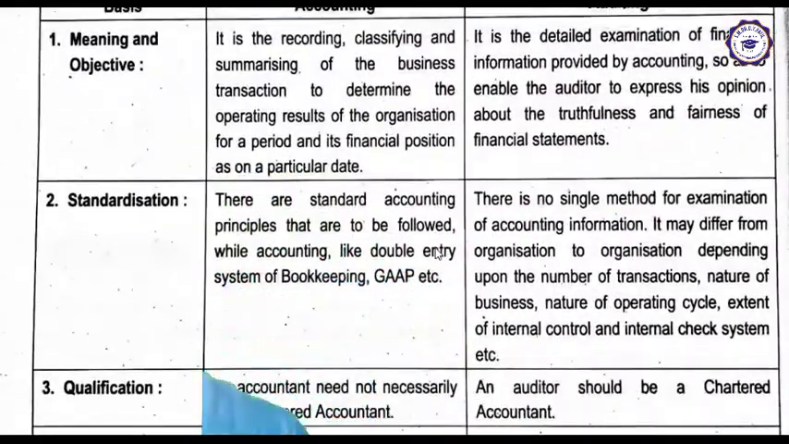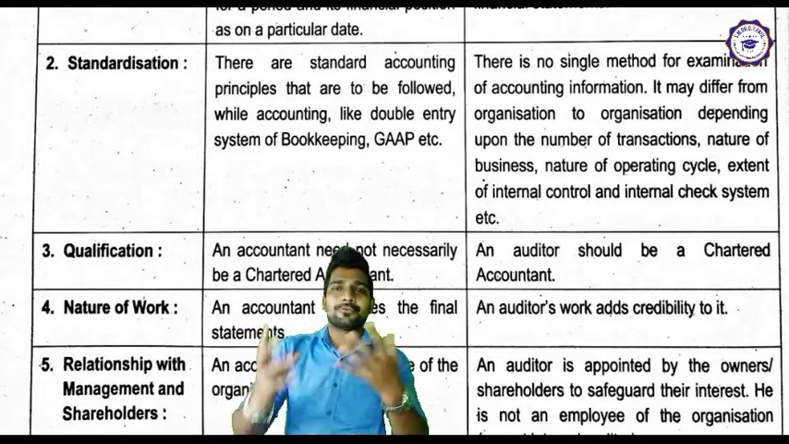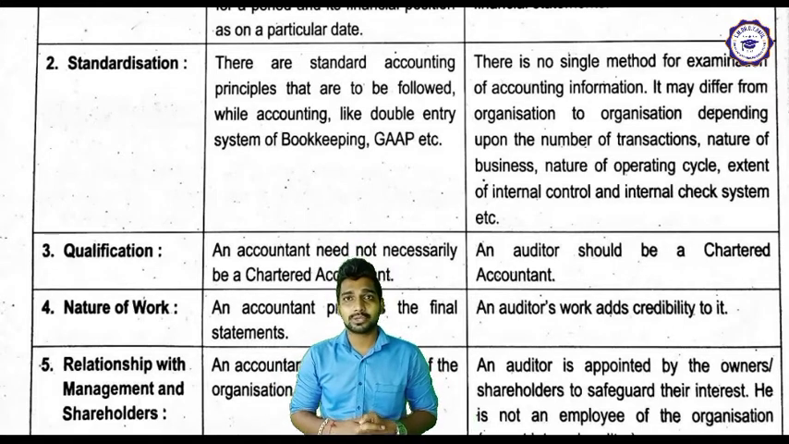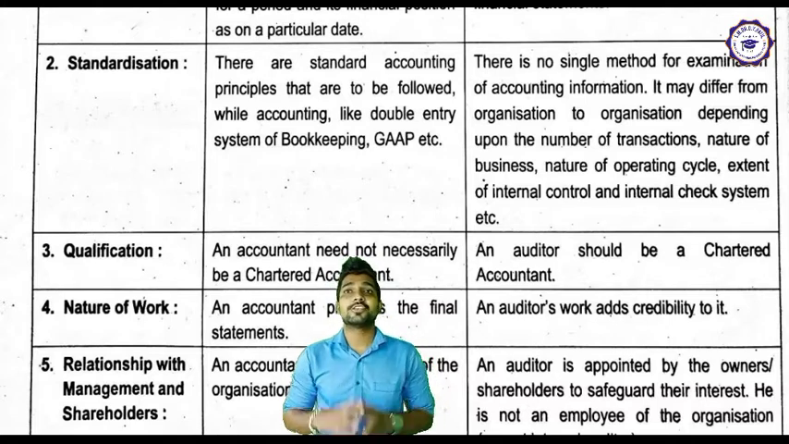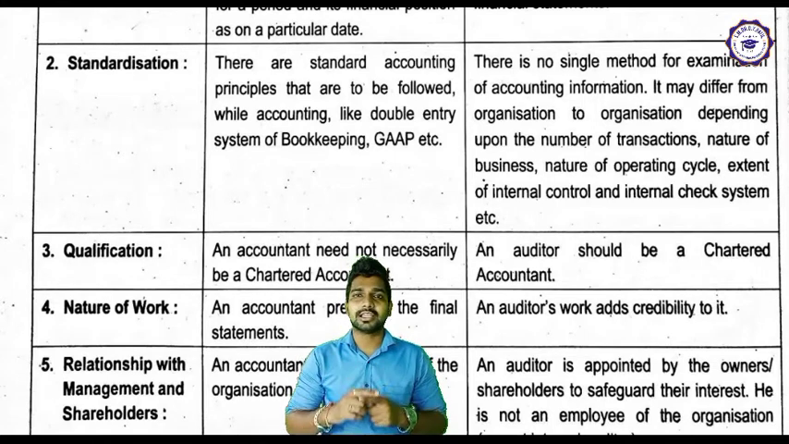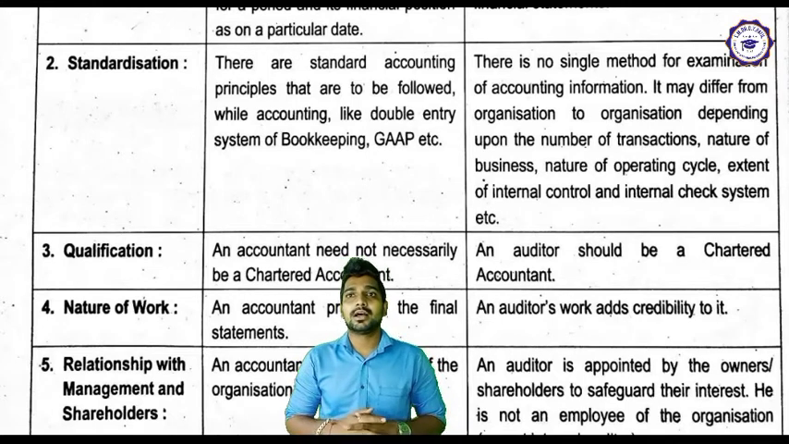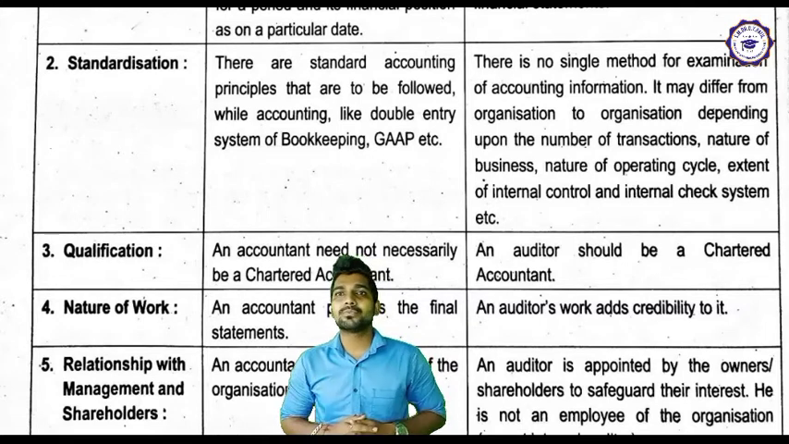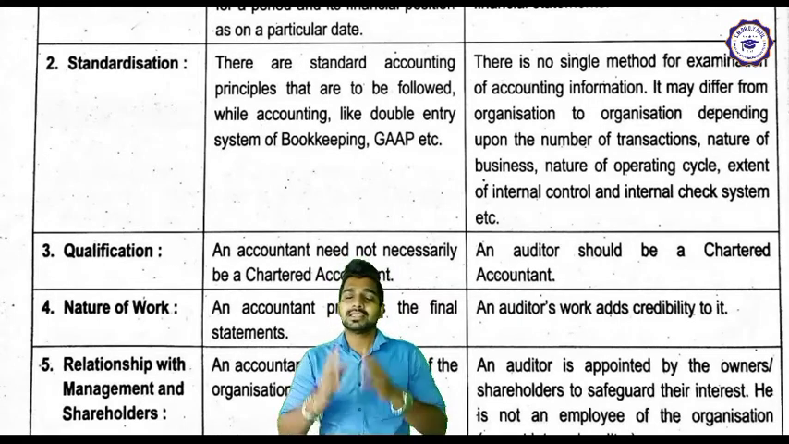So number two, that is standardization. There are standard accounting principles that are to be followed while accounting. So double entry system of bookkeeping, GAAP, etc. Whereas in auditing there is no single method. See students, in auditing there is no single method for examination of accounting information. It may differ from organization to organization depending upon the number of transactions, nature of business, nature of operating cycle, extent of internal control and internal check system, etc.